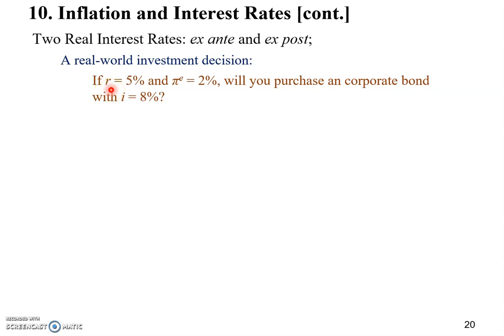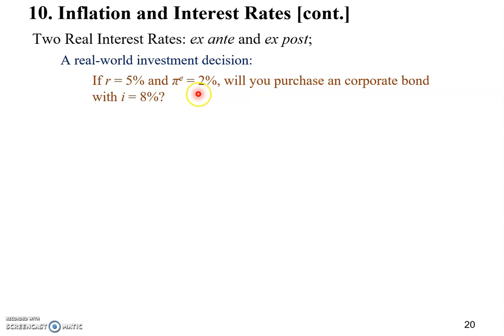So that's how, in reality, we can come up with the ex ante real interest rate, okay? Or you can take that as your minimum required rate for your investment, okay? And now, if we use the Fisher equation, we believe your expected return from this corporate bond should be 5% plus 2%, which is equal to 7%, right?